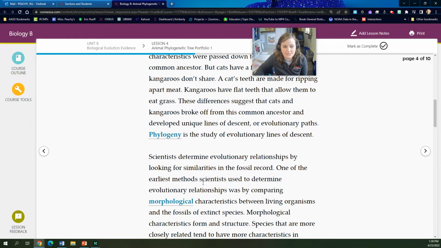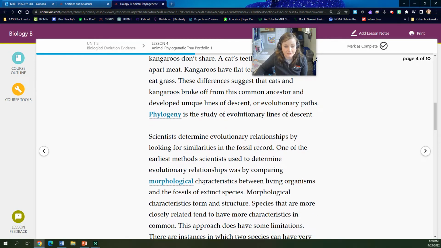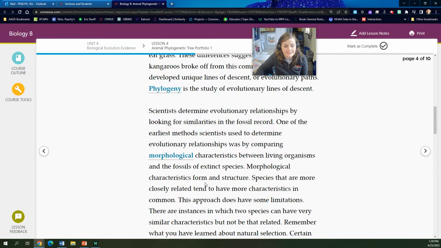The study of phylogeny is the study of evolutionary lines of descent. We are looking at how things are related to each other. Scientists determine evolutionary relationships by looking for similarities in the fossil record. Can't see everything that ever existed right now, so you have to look at a historical record of things that existed in the past. And the fossil record provides us a historical record. It's not a complete historical record by any means. It's very incomplete, but it does provide us with some information.